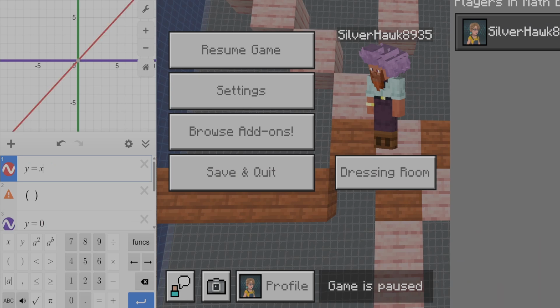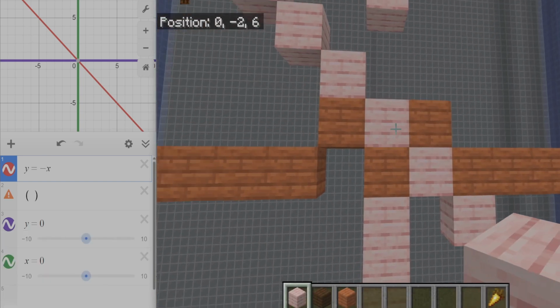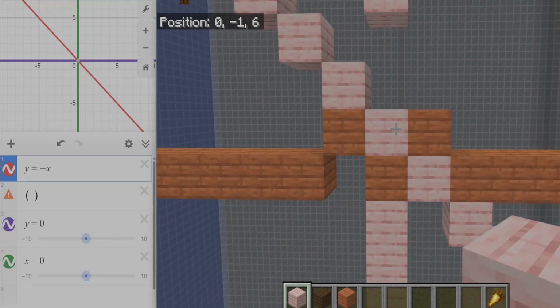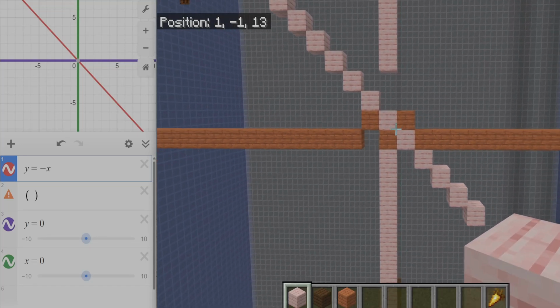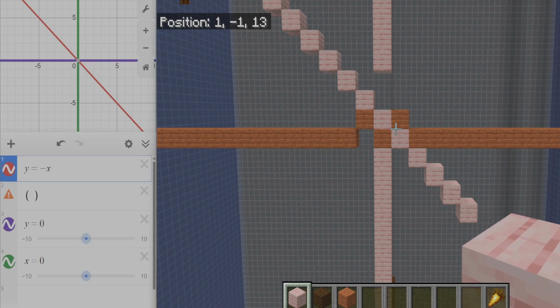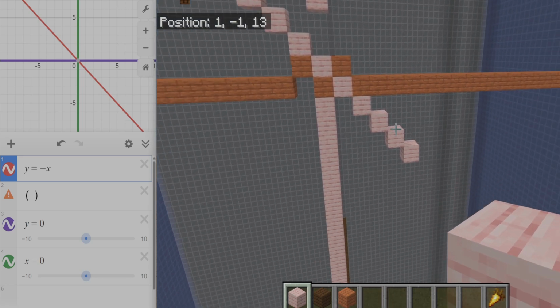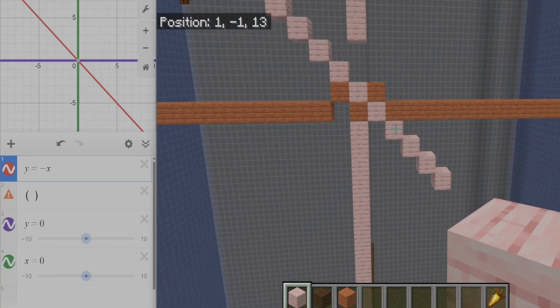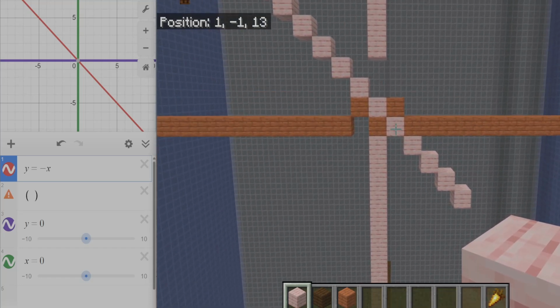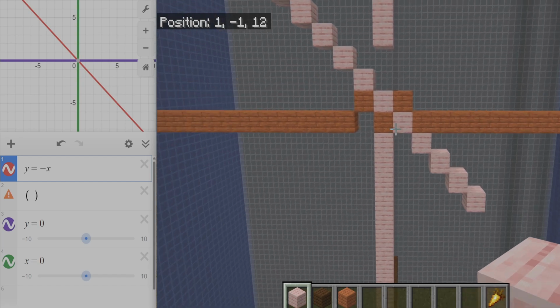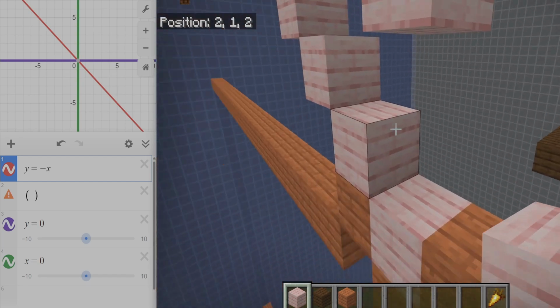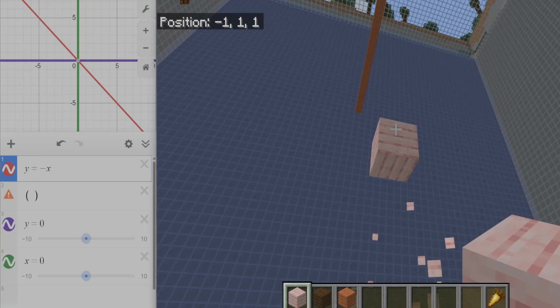But y equals x, we get that line, and then y equals negative x, you'll see that this line looks the exact same. So can you see, if we zoom out here a little bit, that red line looks the same as this pink line. That's because we just mapped the function y equals negative x. Or I guess the equation y equals negative x.